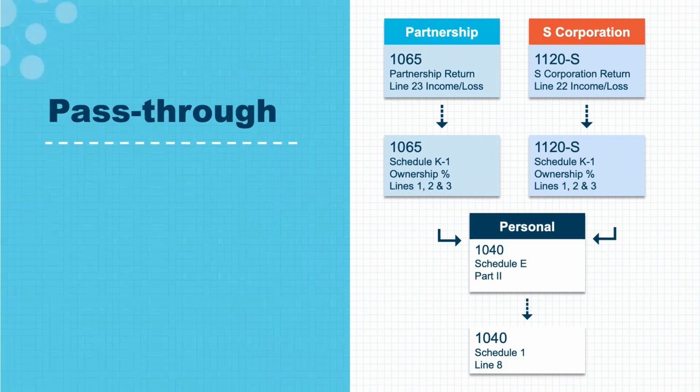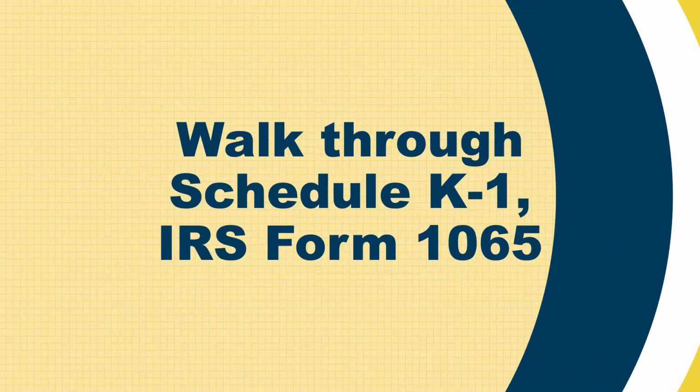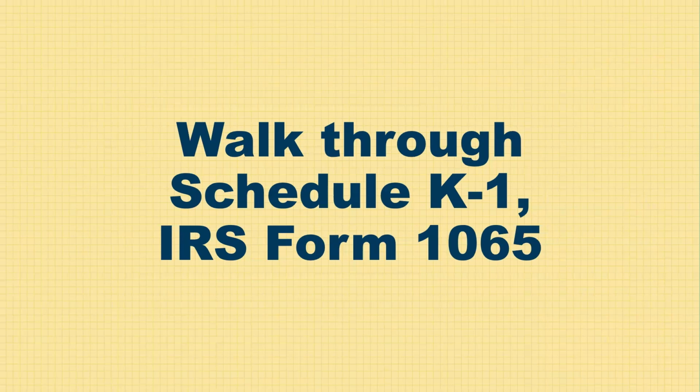Both partnerships and S corporations are pass-through entities. The income is earned by the business, and then the owner's portion is reflected on the Schedule K-1. The business does not pay the taxes. The business owners are required to report their share of the income and pay the taxes at their individual tax rate. Let's start our tour by walking through Schedule K-1, Form 1065.